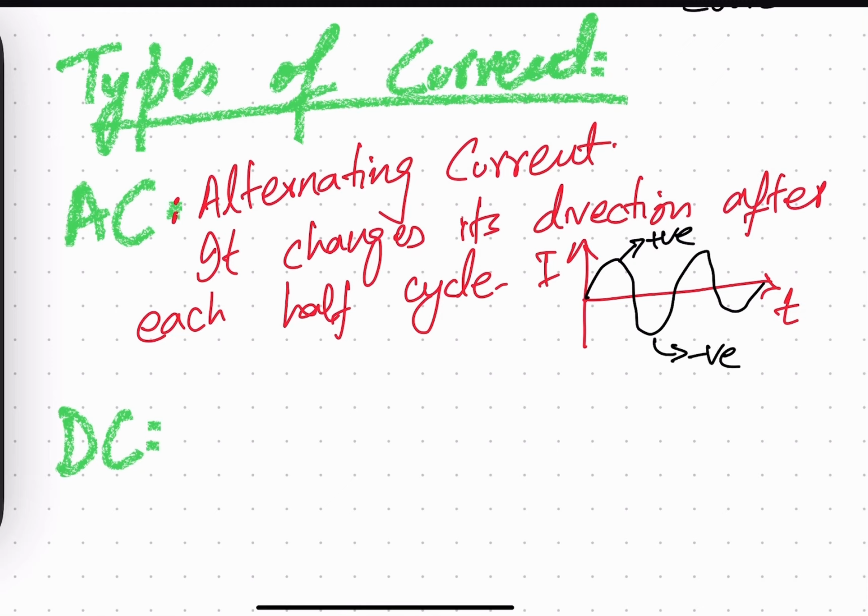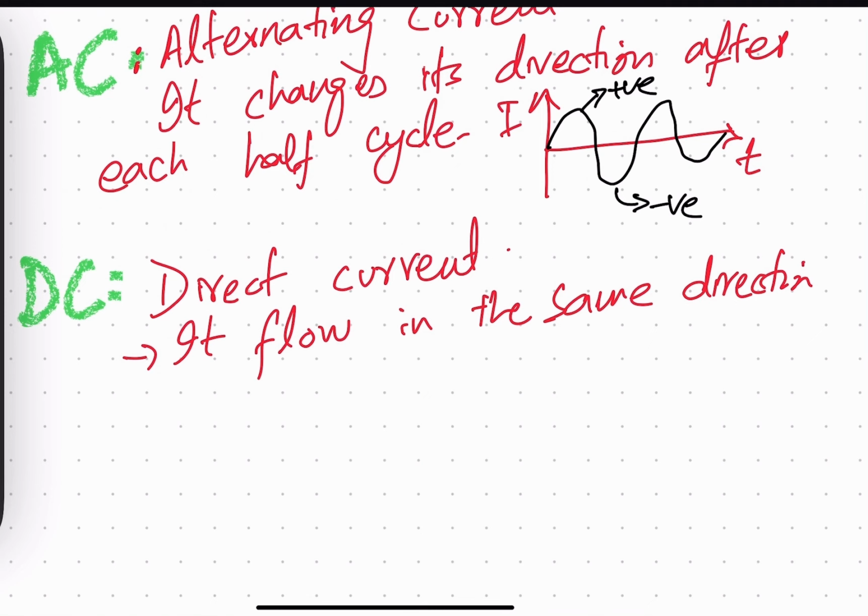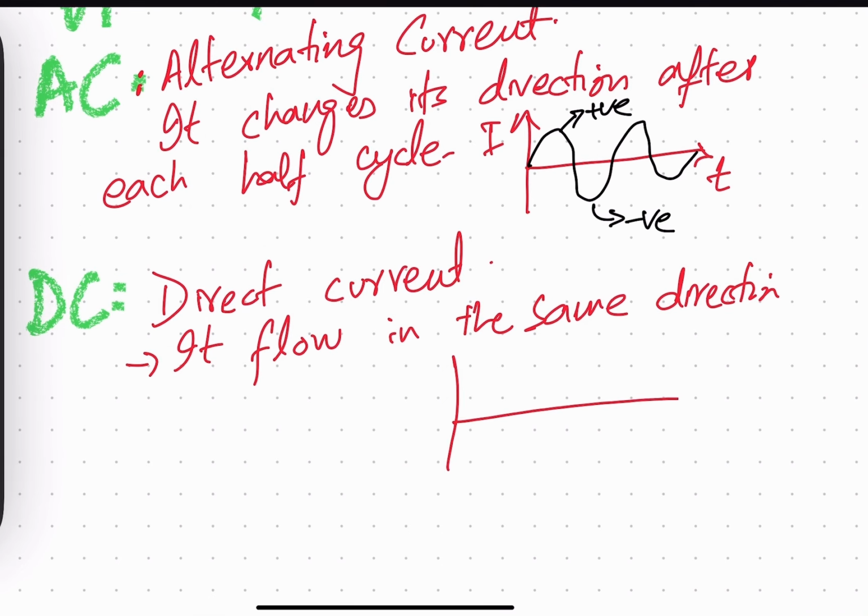And DC is direct current. Why is it called direct? Because it flows in the same direction all the time. It will not change direction. If you plot DC, with time on the x-axis and current on the y-axis, the DC current will be like this. It will be either on the positive side or on the negative side, but it will not alternate its cycle. That is why it is called DC.